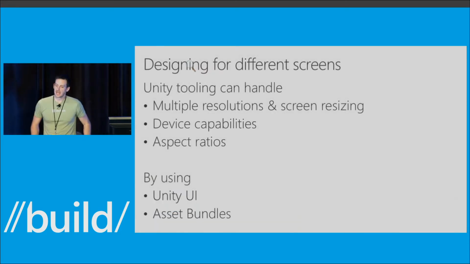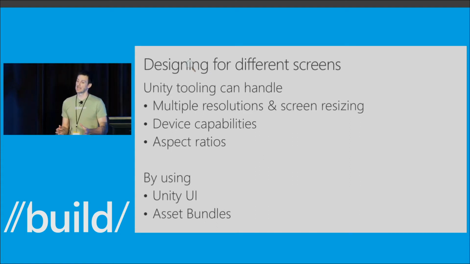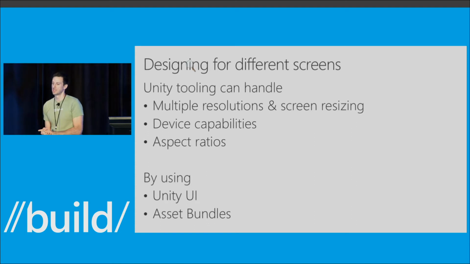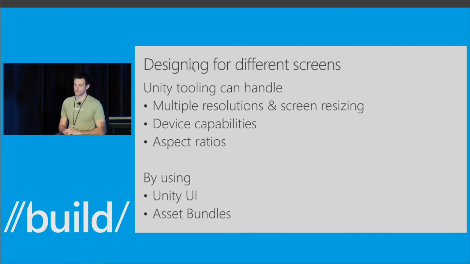The first thing you want to look at is designing for different screens. And there's tooling built inside of Unity that can help you handle this. So multiple resolutions, different aspect ratios, different device capabilities you're going to run across. Screen resizing. When we ran the game just a minute ago, you saw that I took that window and dragged it. Expect that users are not going to run it at necessarily a fixed aspect ratio. They're going to run it at full screen. They might window it. That's up to the user to control.